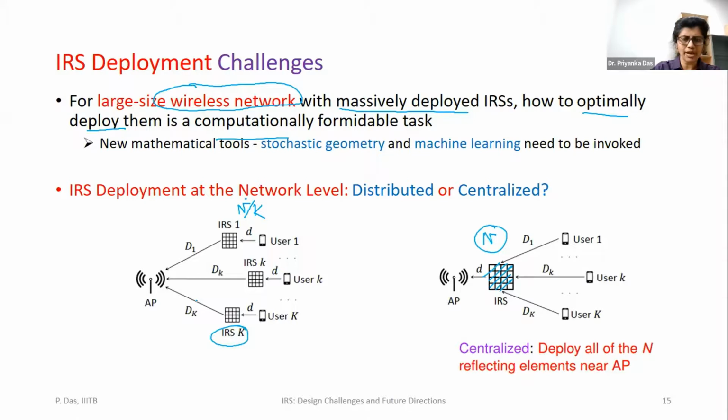So people have also thought about which is better: deploying a centralized IRS with all n elements here, or distributing them as n by k elements each and placing them such that this constraint is met. There is a paper which talks about this. I think the citation is missing here, but if you see the tutorial paper, the citation is there, which has come up with some kind of performance analysis of which is better, centralized or distributed.